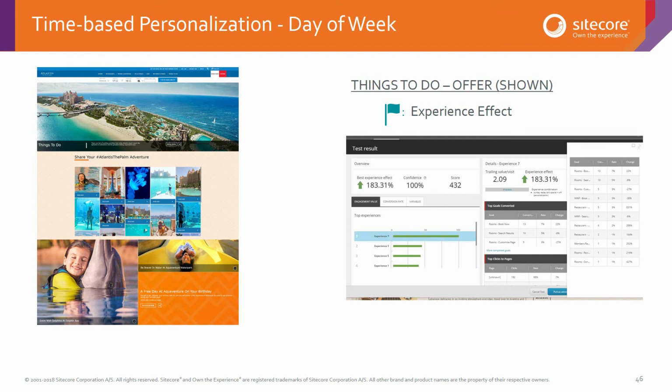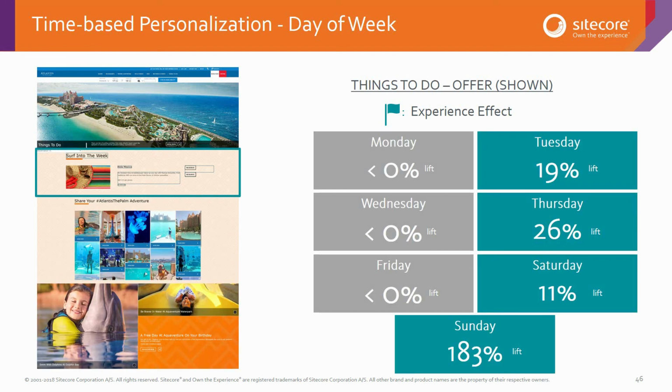Another initiative rolled out recently by Atlantis the Palm was a daily deal. So each day of the week, they introduce a different version of a new component on the page and use Sitecore's personalization rules to render the daily deal. When the team launched a test, they found that this surf end of the week, the Sunday daily deal, looks like that's for Mexican food. I guess Dubai likes their Mexican food, but that outperformed any of the other variants. You've got 3 of the variants that didn't do so well.